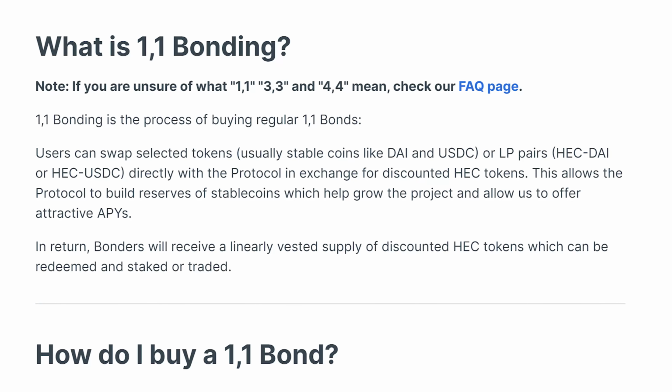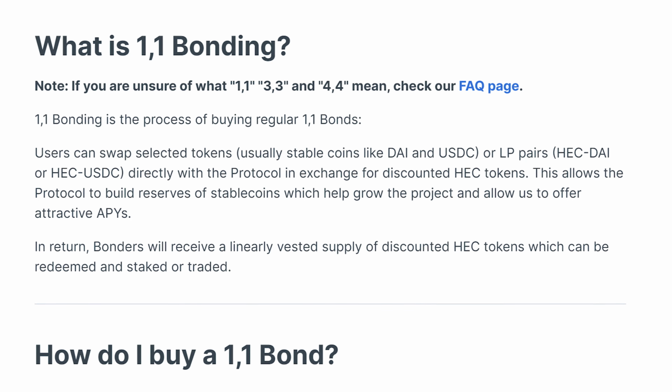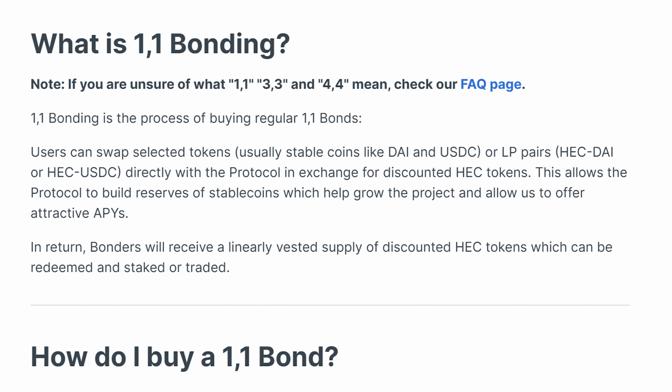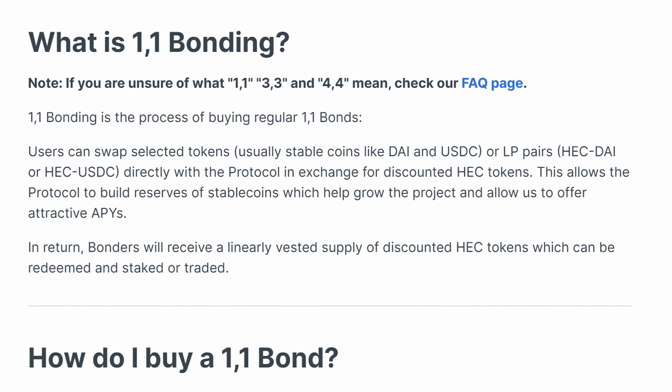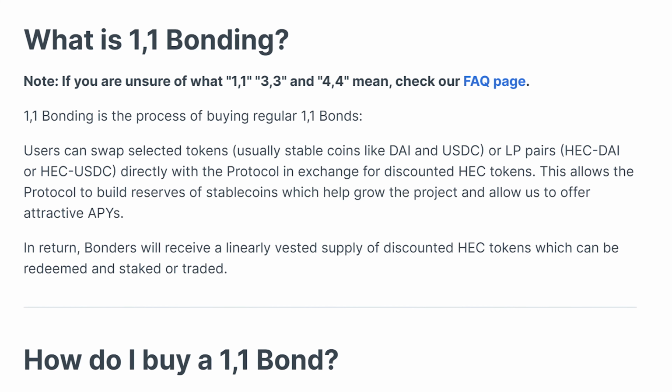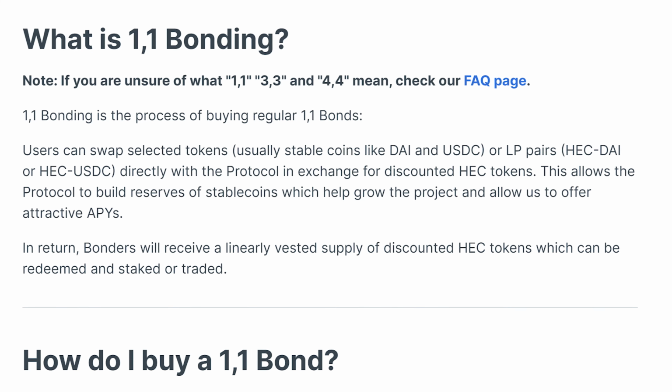Bonding is the process of swapping selected tokens, and normally this is stable coins such as USDC, Frax, or DAI, or liquidity pairs such as Hector with all the above mentioned stable coins. That way they have the assets in the treasury and they can provide their own liquidity, because they get liquidity pairs paired with Hector to support their own liquidity.